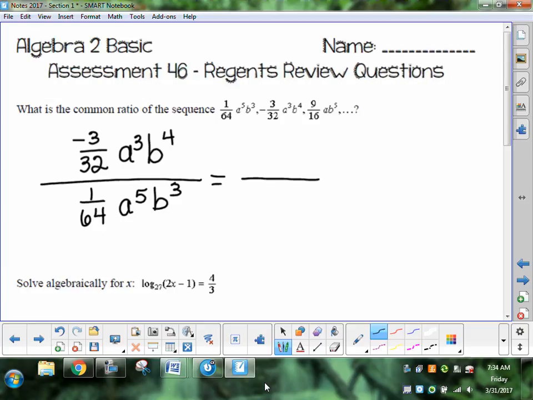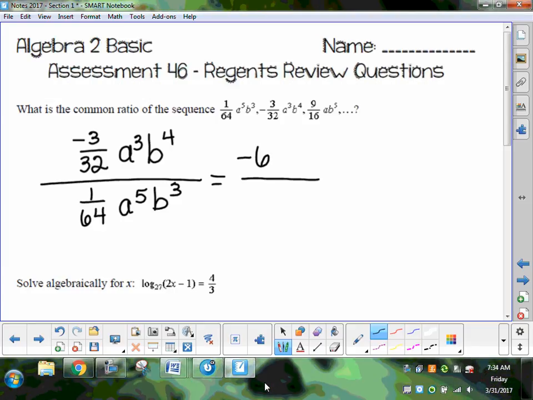-6. Is that what we got? Okay. And that would be in the numerator, because -6 is a fraction, would be -6 over 1. Now I'm going to divide the A's and the B's. Michael, what's left and where when you divide the A's?